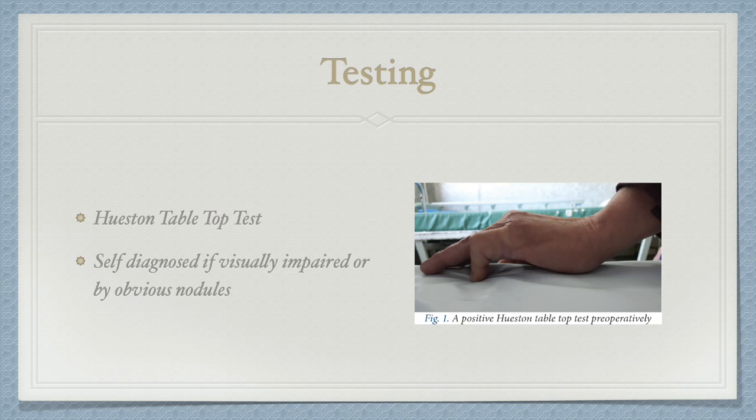Testing for this condition could be done by an orthopedist using the Hueston tabletop test. The procedure would be to have the client standing next to a table with their hand outstretched on its surface. The patient would then lean in and put some pressure on the hand. If any of the fingers could not lay flat or looked contracted, that would be a positive test. This test does have limited accuracy, as early stages of this condition will not indicate a positive test. The other methodology for diagnosing this could be self-diagnosis if visual impairment or obvious nodules were apparent.